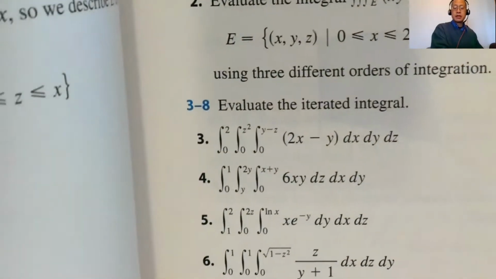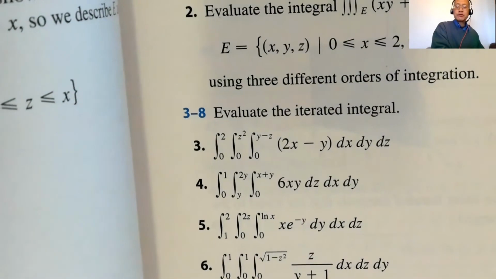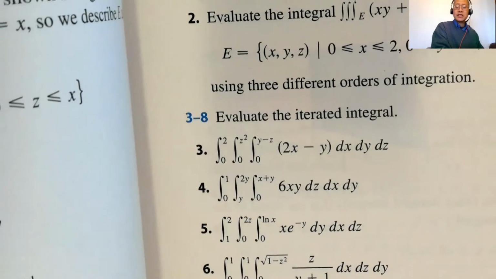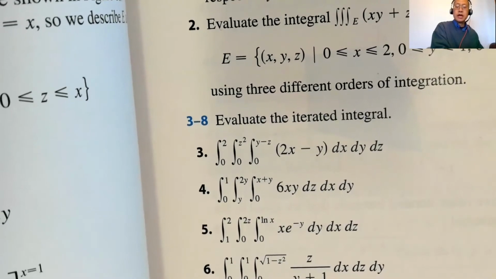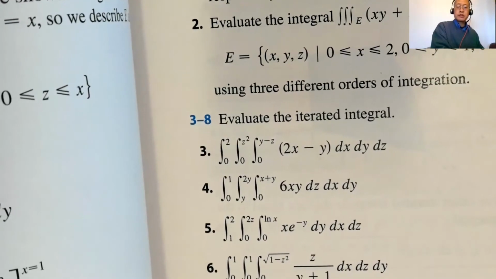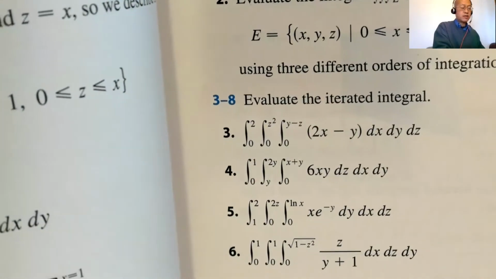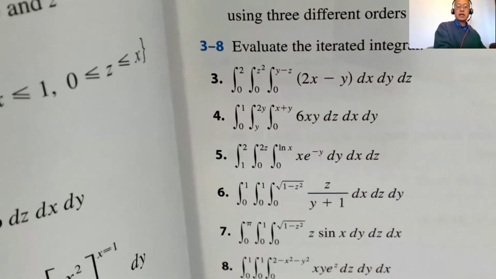For instance, number 5: dy comes first, so the innermost integral can have x and z. Then dx is allowed to have z, and you notice it's from 0 to 2z, but the outside integral always must be constants. Look at 3, 4, 5, 6. Any of those, the outside can only have constants involved. And that's a basic principle.